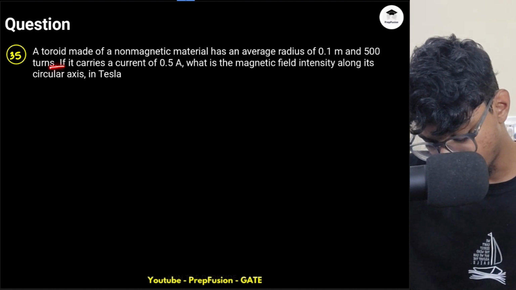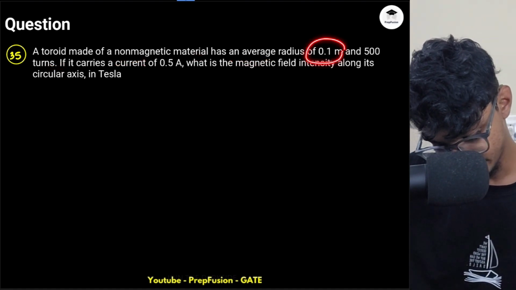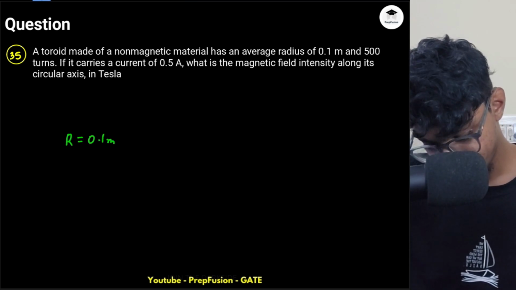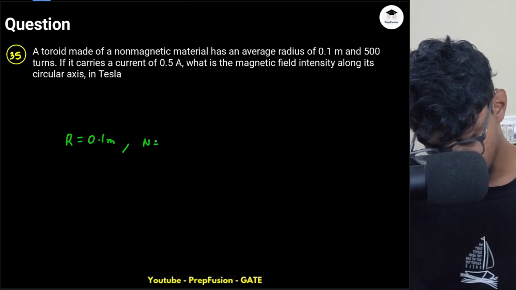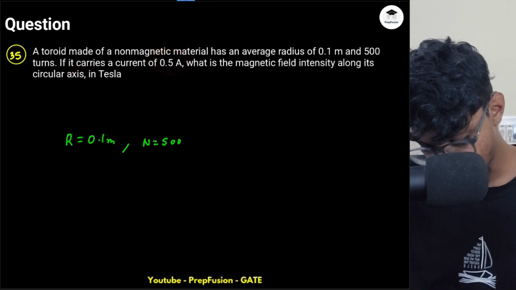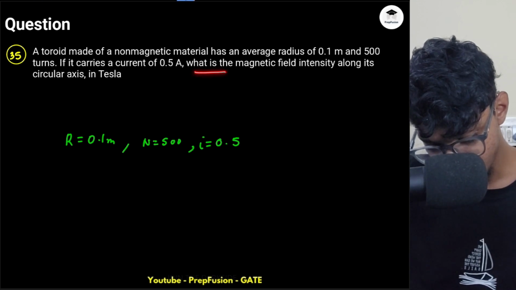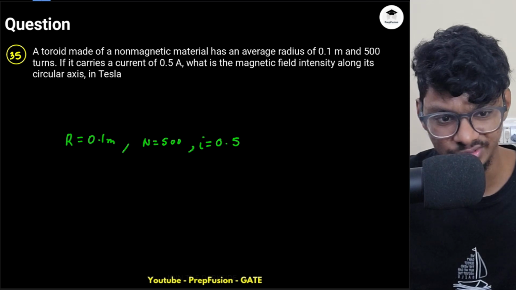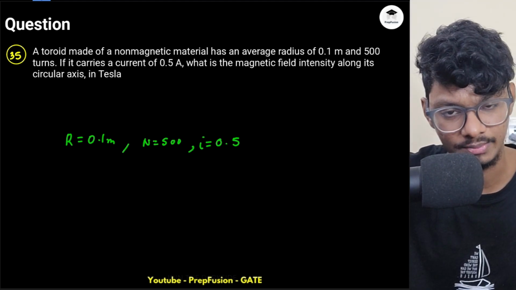We have a toroid made of non-metallic material, which has an average radius of 0.1 meter. So its average radius or the mean radius capital R is 0.1 meter, and 500 turns. Total turns is 500. It is not turns per unit length, it is total turns. If it carries a current of 0.5 amperes, I is 0.5. What is the magnetic field intensity along its circular axis in Tesla? So it's a simple formula based question. I didn't have many questions on toroid. One question is there in the self inductance chapter, so that we will solve.